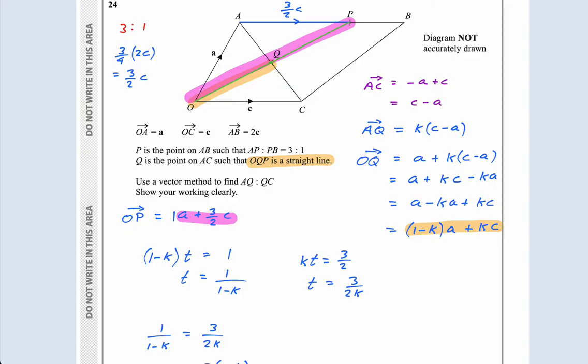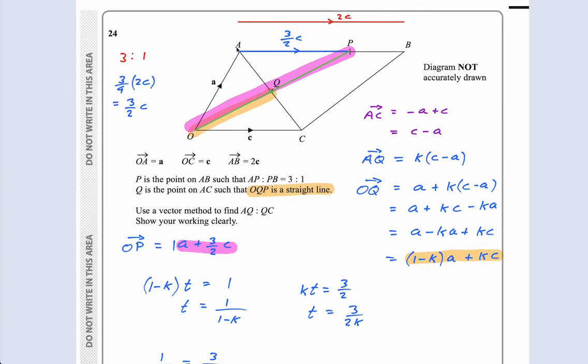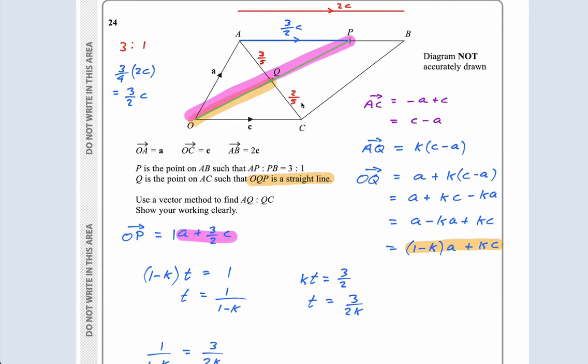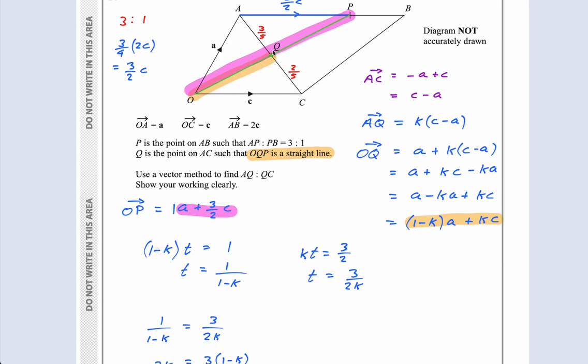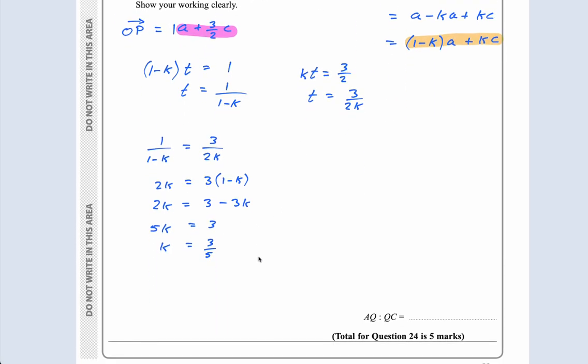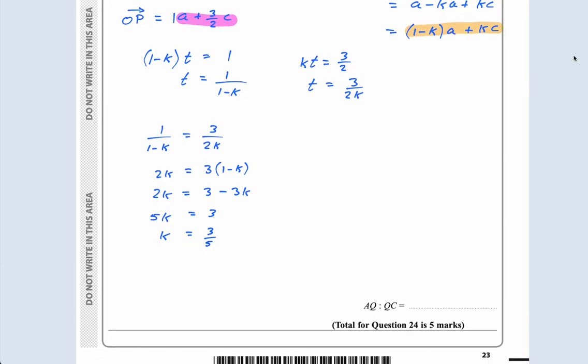So if you think about it, guys, if this k was originally what I multiplied this by to get AQ, so it's like this is 3/5, so this must be 2/5. Hence the ratio of AQ to QC has to be 3 to 2. So 3/5 to 2/5, or 3 to 2.